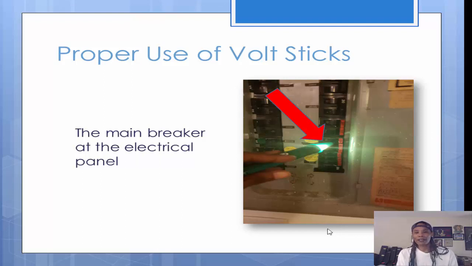Here we go, the main breaker. As you can see, the breaker box door is open, and I am placing my volt stick on one of the breakers. I'm just touching it, and as you can see, it's lit up. That's an indication that there is power going to that panel, which tells me that the electric is turned on.